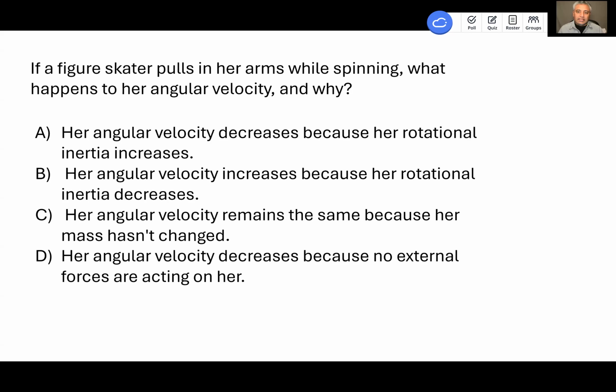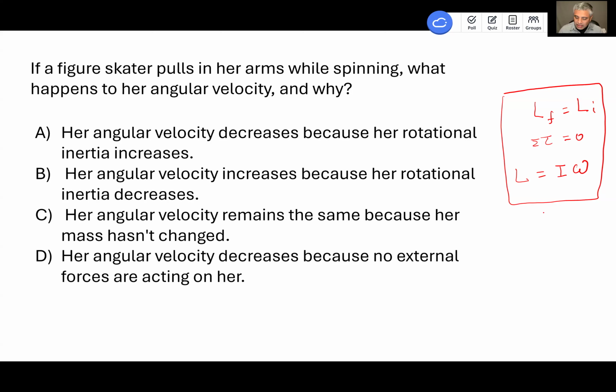So towards the end of the class, we talked about conservation of angular momentum, which means total final angular momentum is equal to total initial angular momentum, provided that net torque is 0, and the angular momentum is defined as rotational inertia times angular velocity. So this is conservation of angular momentum.